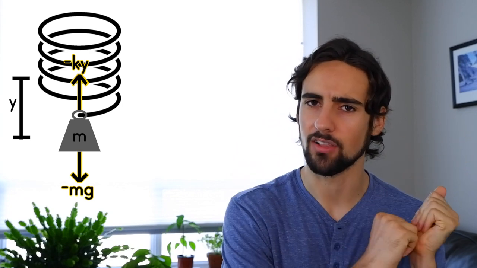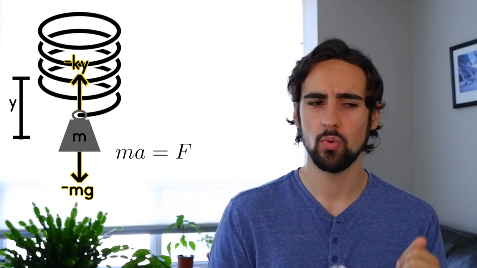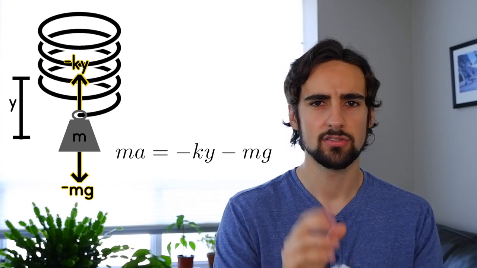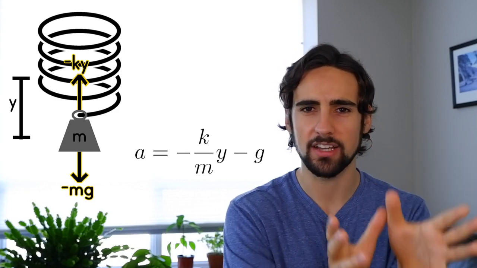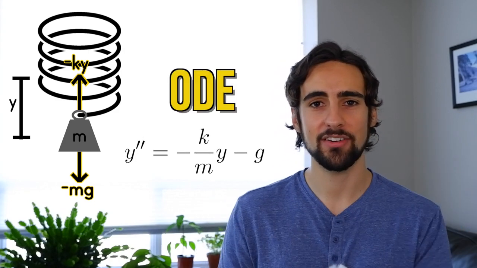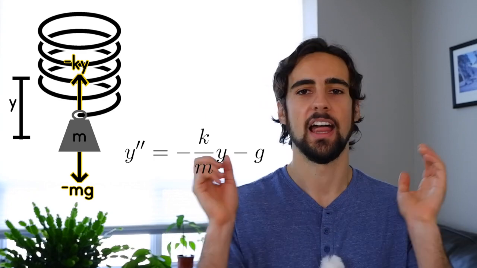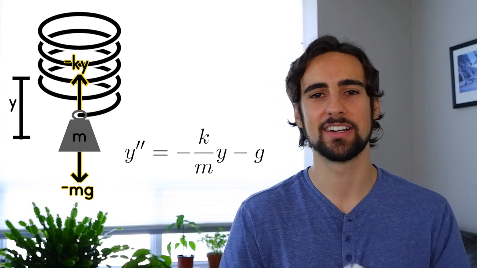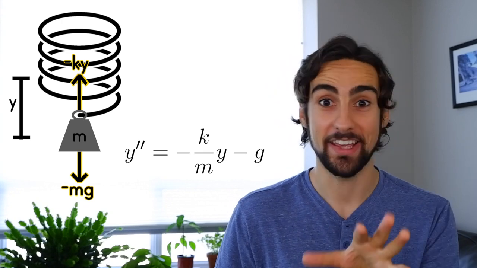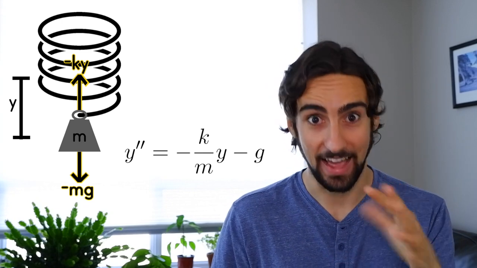Using Newton's second law, F equals ma, we can plug in all the forces, do a little bit of rearranging, and we get an ordinary differential equation that describes the motion of the mass. This is going to be our governing equation. Way simpler than galaxy evolution, I know. But damn, Daniel! You don't actually expect me to explain all of that galaxy evolution stuff in one video, do you? I hope not. Come on, let's start small here.